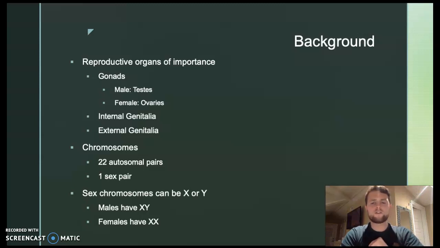I also wanted to quickly touch on the genetic side of things and remind everyone that chromosomes contain our genes, and there are 22 autosomal pairs and one sex pair in each nucleated cell of the body, except gametes. The sex pair stands out in this presentation because it determines our genetic sex. Males have XY, while females have XX.